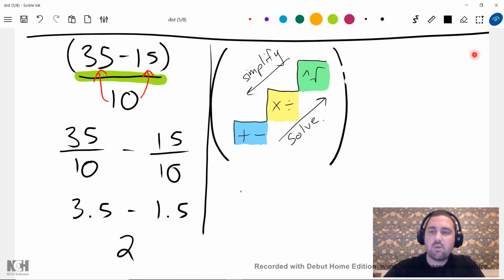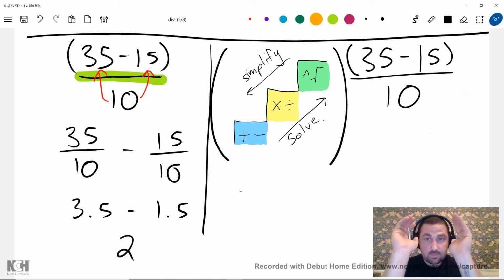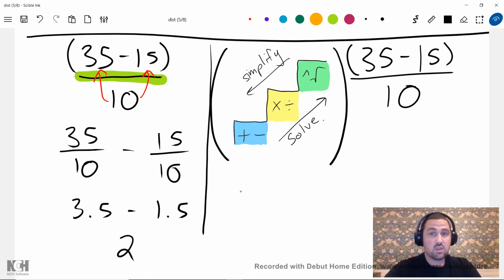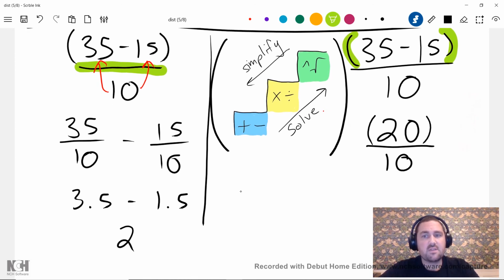So let's look at our expression again. We have 35 minus 15 divided by 10. The 35 minus 15 is in parentheses. So instead of distributing, we're just going to simplify everything we see inside these parentheses. That gives us 20 over 10, right? Because 35 minus 15 is 20.